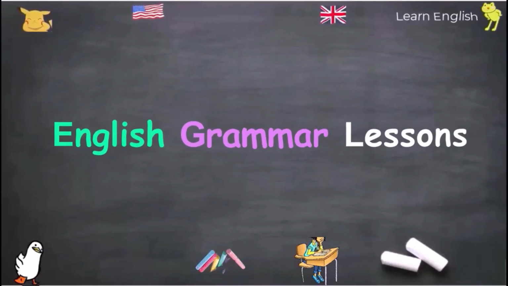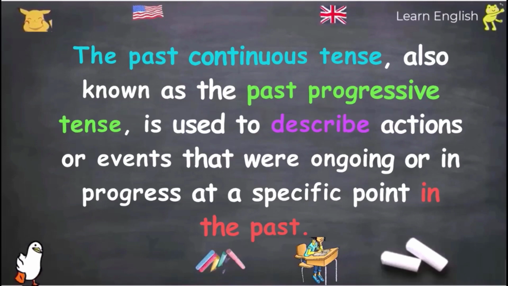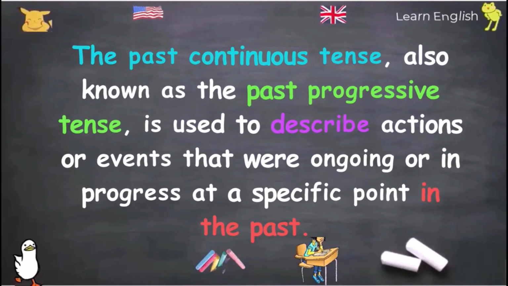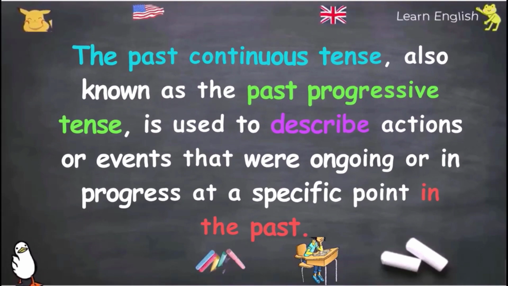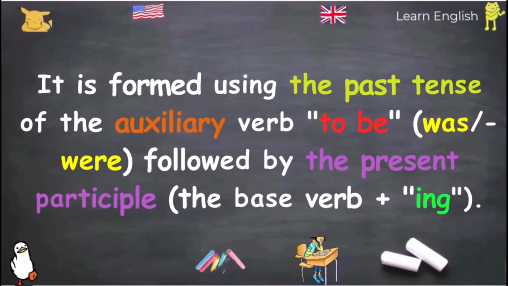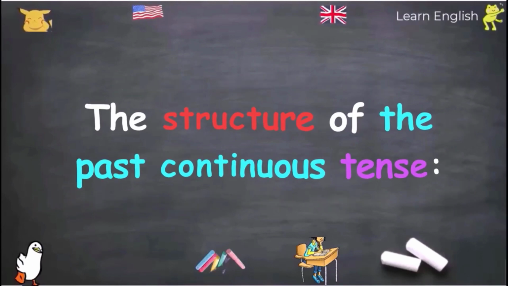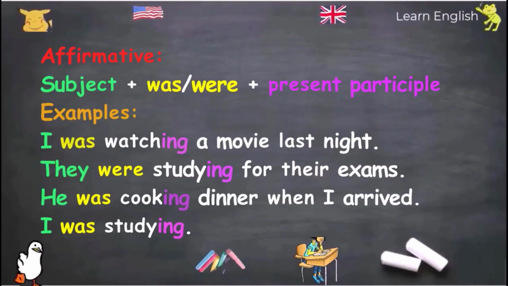English grammar lessons. The past continuous tense. The past continuous tense, also known as the past progressive tense, is used to describe actions or events that were ongoing or in progress at a specific point in the past. It is formed using the past tense of the auxiliary verb to be, was/were, followed by the present participle, the base verb plus -ing. The structure of the past continuous tense.